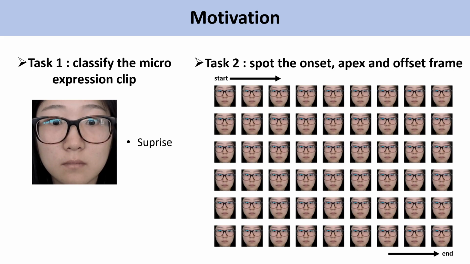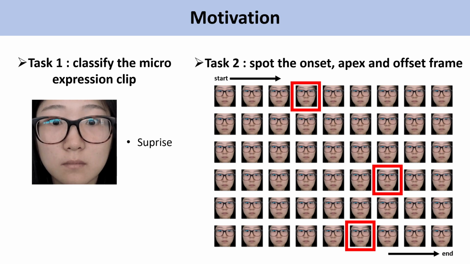Please try to identify the onset, apex, and offset frames from this microexpression sequence. The corresponding answers are these 3 frames. This task is usually a preliminary step in microexpression recognition, which is used to crop the key microexpression segments as shown in the GIF of the first task.